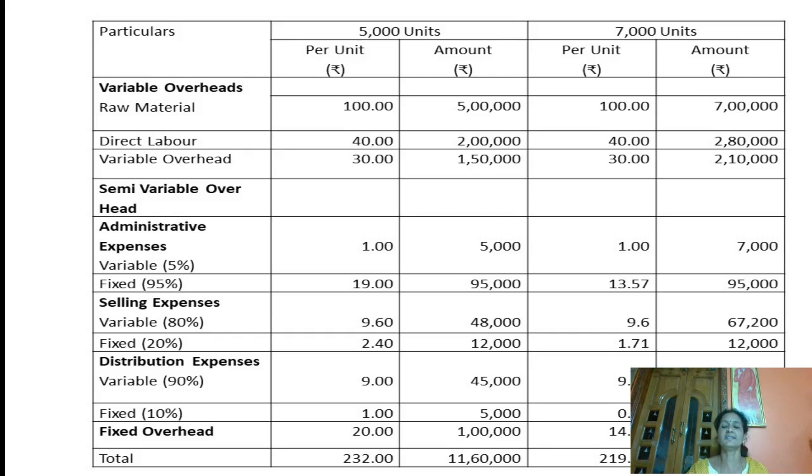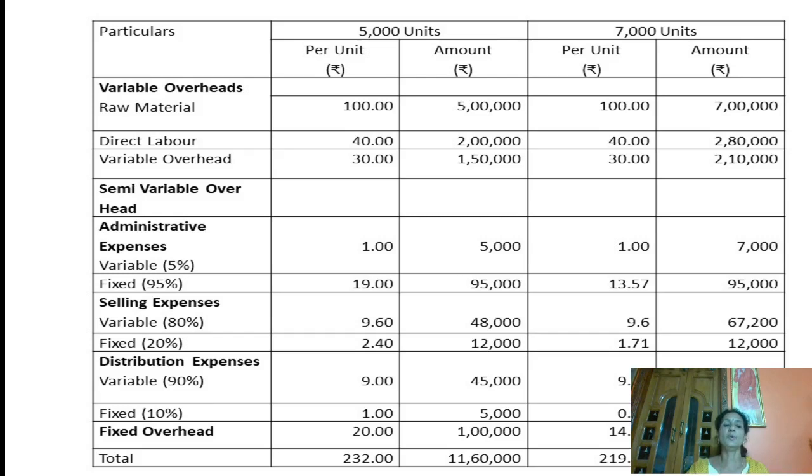Similarly, for 7,000 also you can check. Per unit remains the same, that is 30 rupees. So 7,000 into 30, you will get 2,10,000. So per unit cost and total cost: unit cost remains the same, but total cost at each level of capacity of production increases.